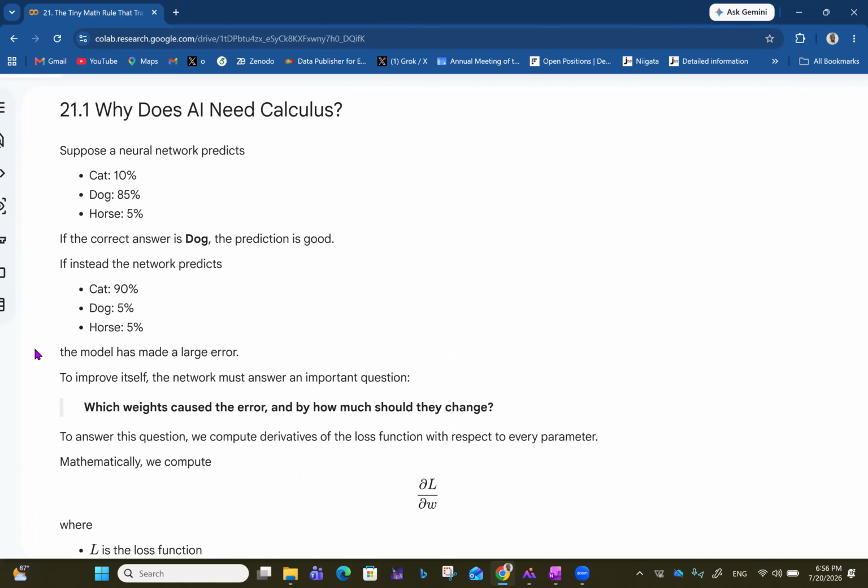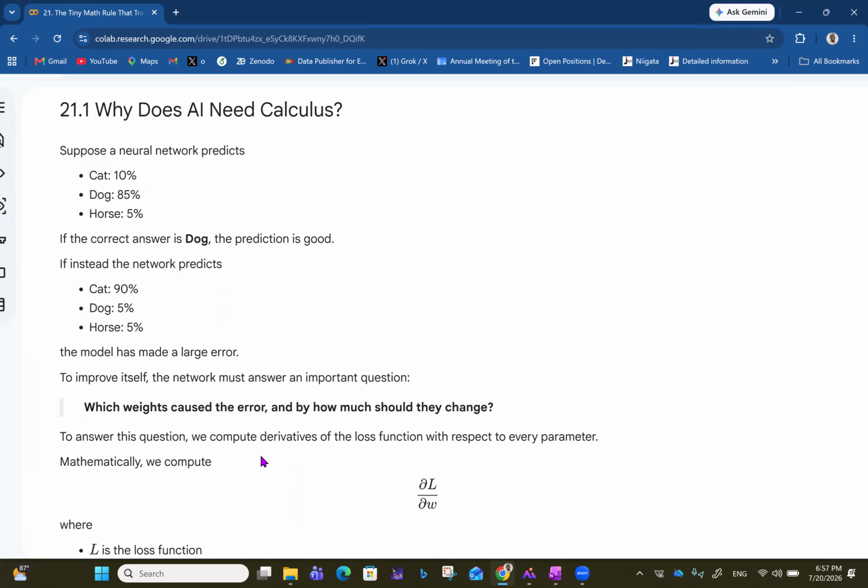To improve itself, the network must answer an important question: which weights caused the error, and by how much should they change? The 90% attached to cat caused the error because it is misleading us, since the answer is dog. It is not only saying cat is the right answer, but saying so with a 90% level of confidence. So that has to change. Which weight caused the error, and by how much should it change?